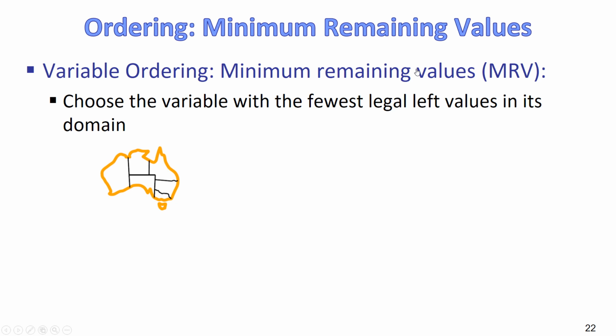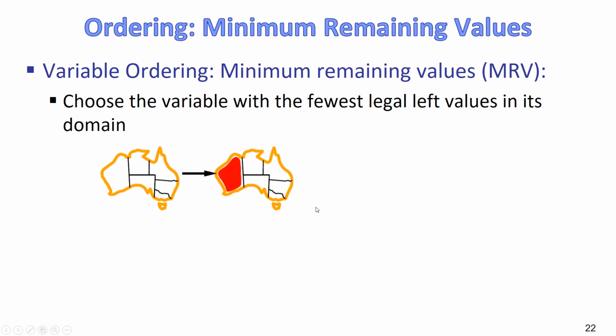What does that mean? Let's see an example here. The map is empty, so we can choose any variable because all of them have the same number of possible values in their domain, which is 3 in our map coloring problem. So we can choose any one. Let's say that we choose that one, and let's say that we assign red to it. Now, which variable should we select next? This criteria tells us that we should select the variable that has the minimum number of remaining values.